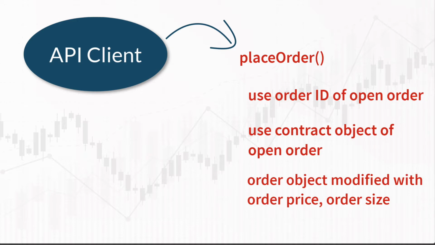API clients can only modify their own orders, with the exception that an API client connecting with API client ID 0 can also modify orders placed manually in TWS. But API clients would not be able to modify orders placed by other API clients.